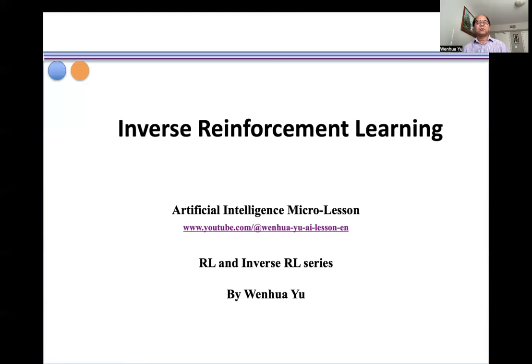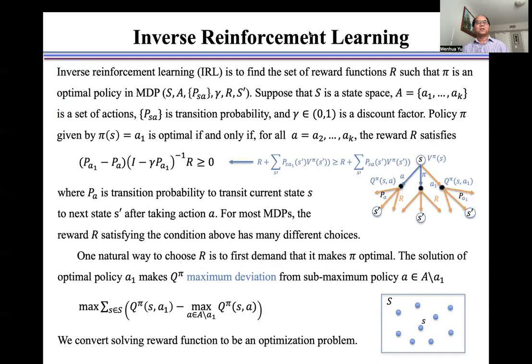In this video, I introduce inverse reinforcement learning. When we use reinforcement learning to find the optimal policy for a Markov decision process, we always assume the reward function is known.